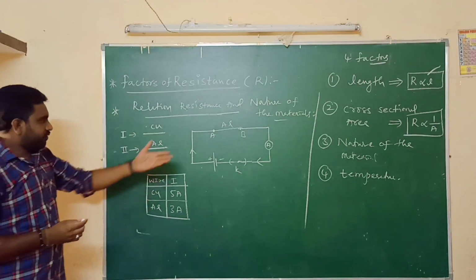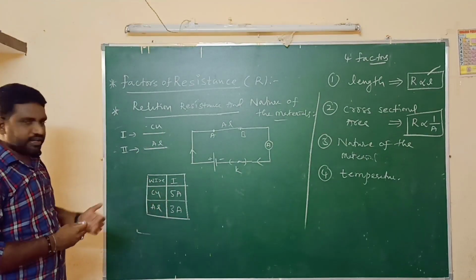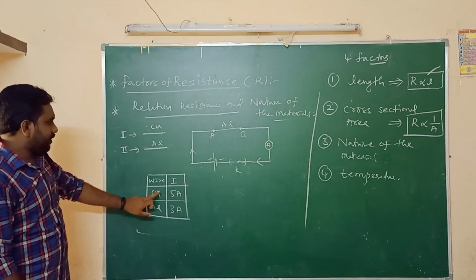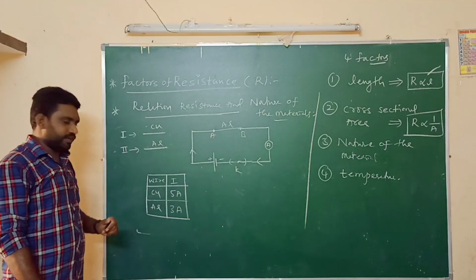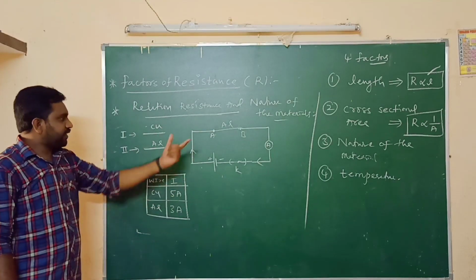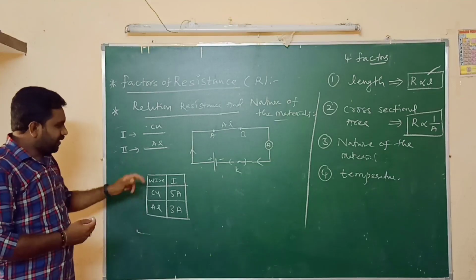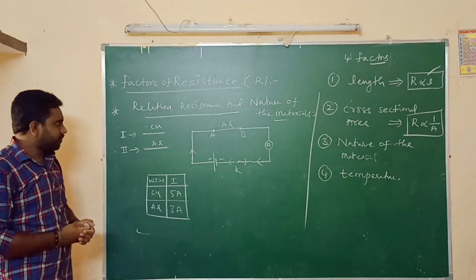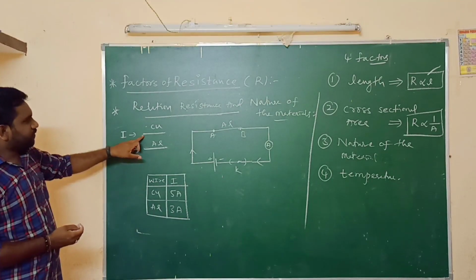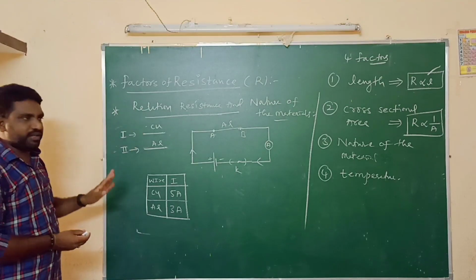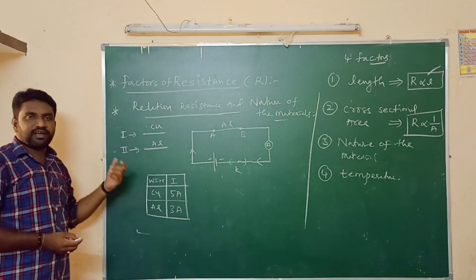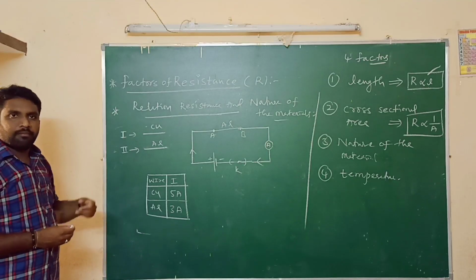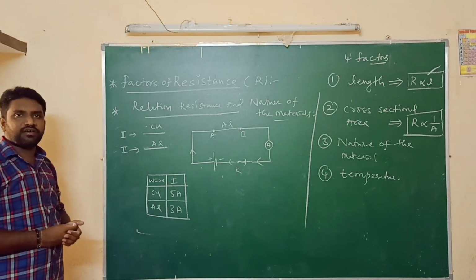So what do you understand from this observation table here? In case of copper, 5 amperes of current is flowing in the circuit. In case of aluminum wire, 3 amperes of current is flowing. So why is the current decreased here? We are using two wires with the same length, and their thickness or cross sectional area is also the same. But why is the current changing here?